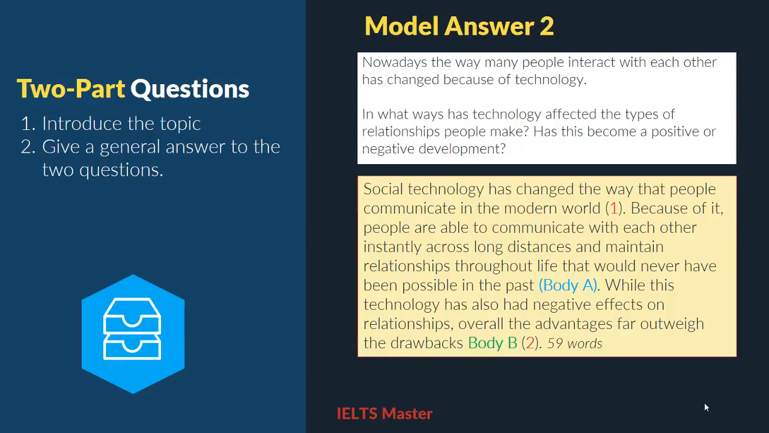Social technology has changed the way that people communicate in the modern world. This is number 1. I'm introducing the topic. Because of it, people are able to communicate with each other instantly across long distances and maintain relationships throughout life that would never have been possible in the past. This is the first body paragraph. And this is answering the question, in what ways has technology affected the types of relationships people make?